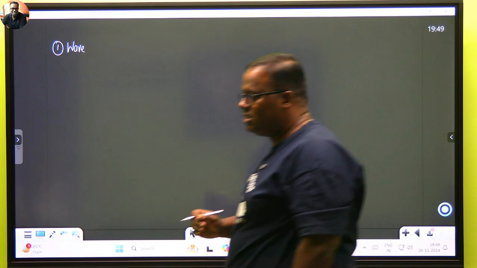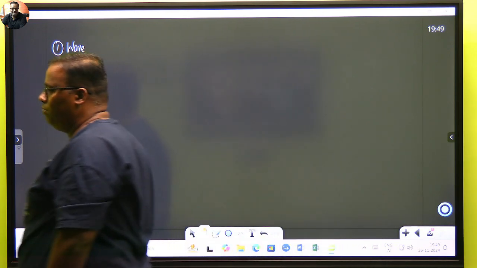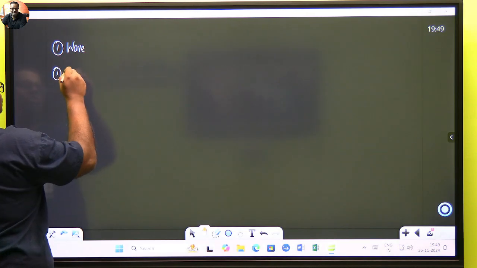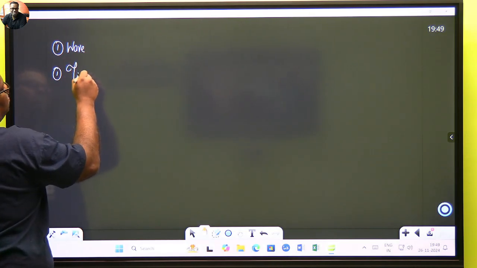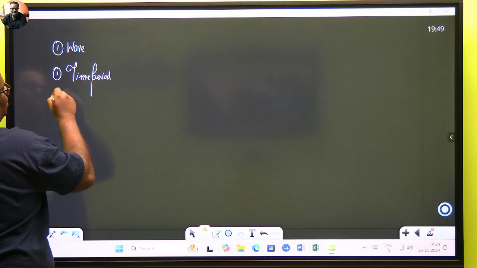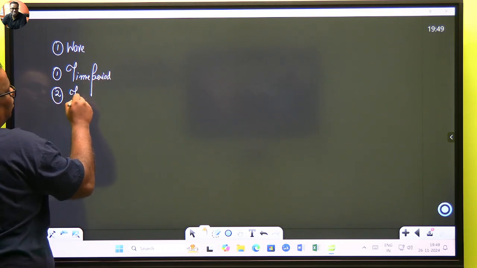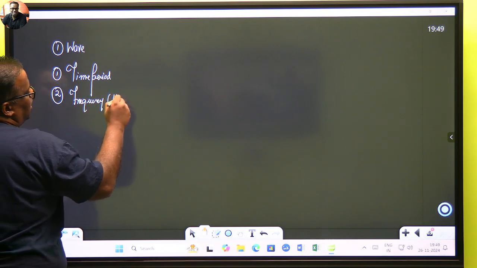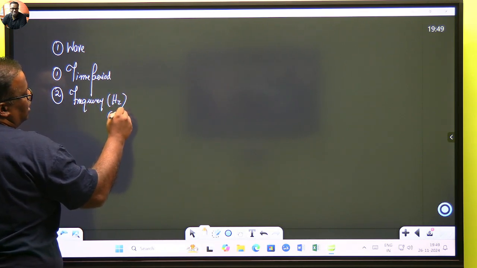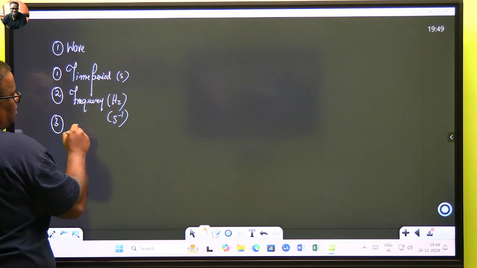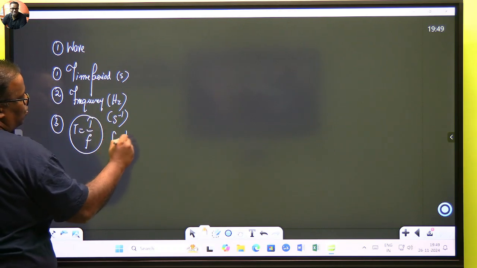In order to understand certain terminologies of wave, we took the example of a simple pendulum, and we understood a concept which is known as time period. Understood? Then we understood something called frequency, represented by either hertz or second inverse. And then we got into an equation where we said time period is 1 upon f, or you can say f is equal to 1 upon T.